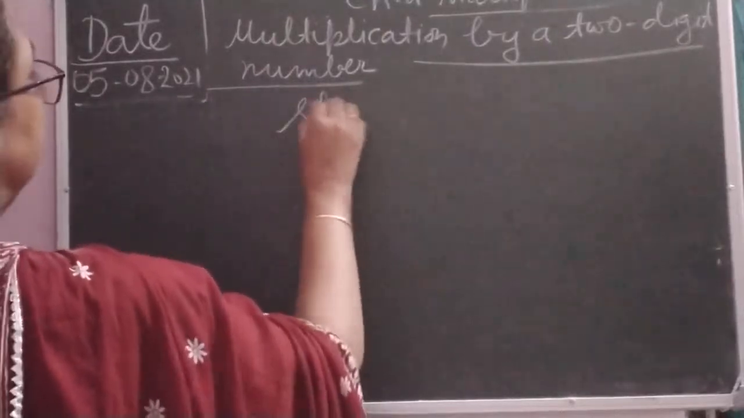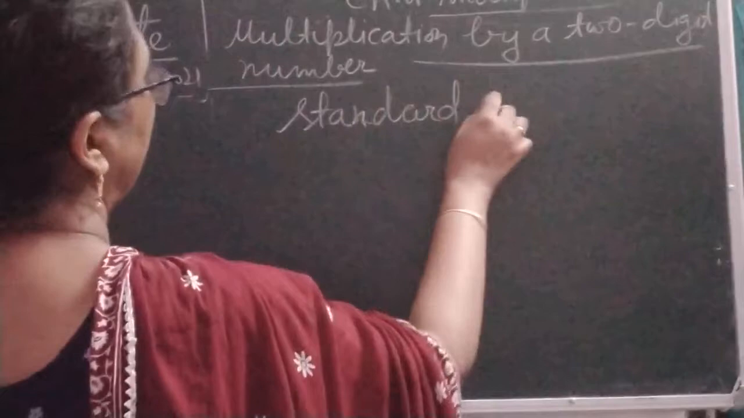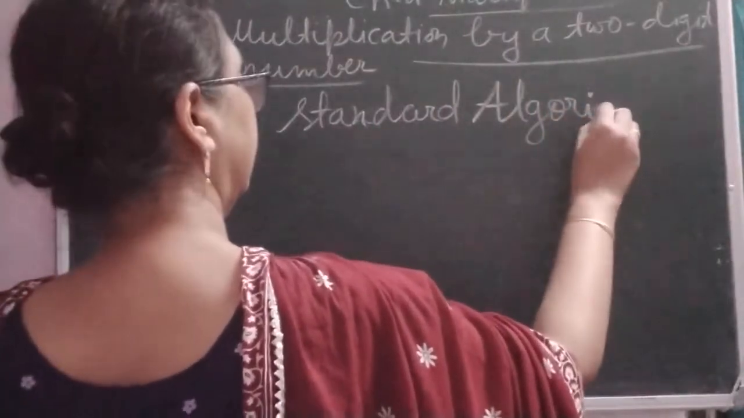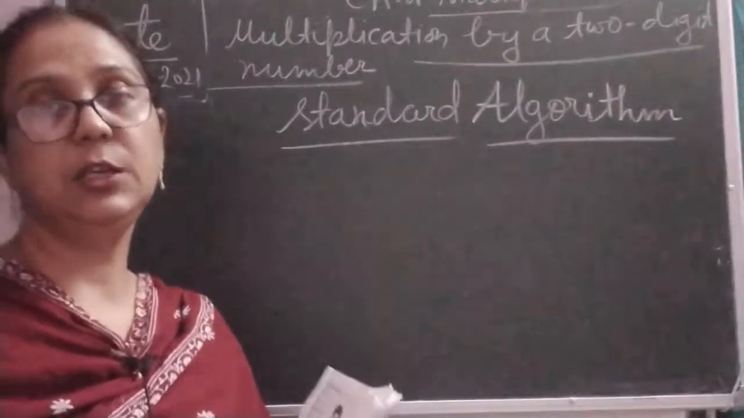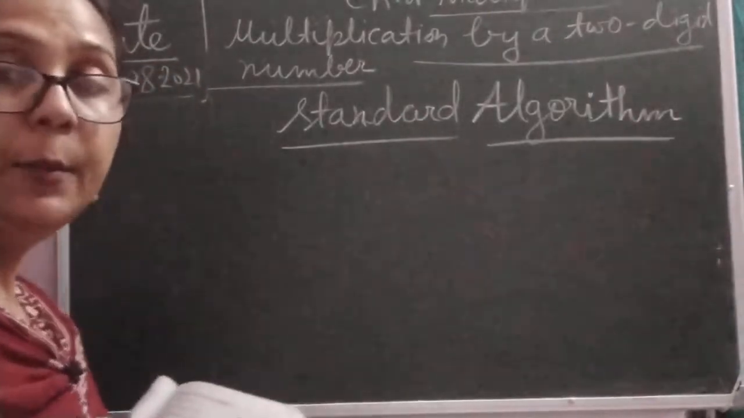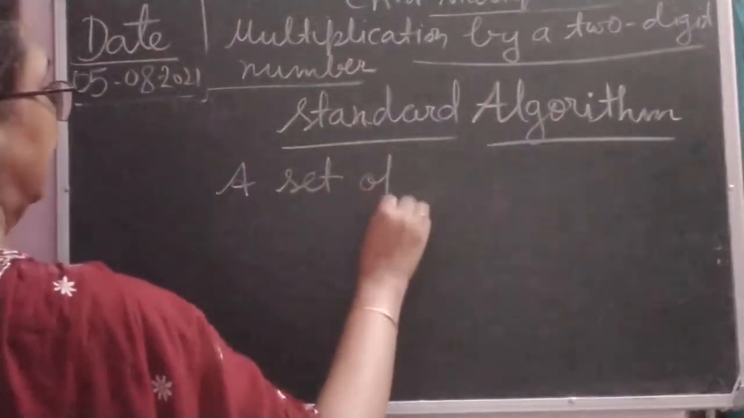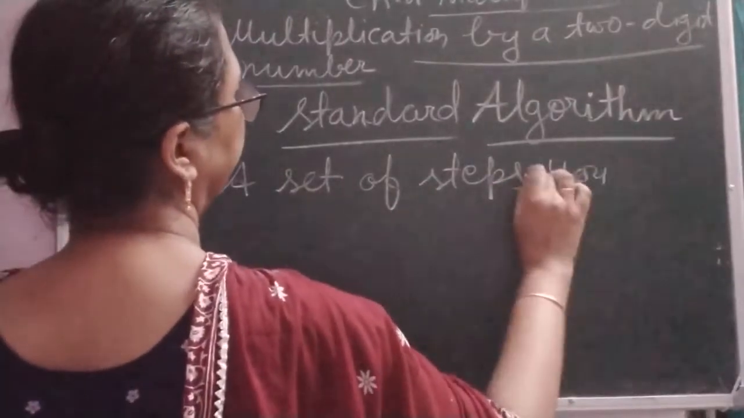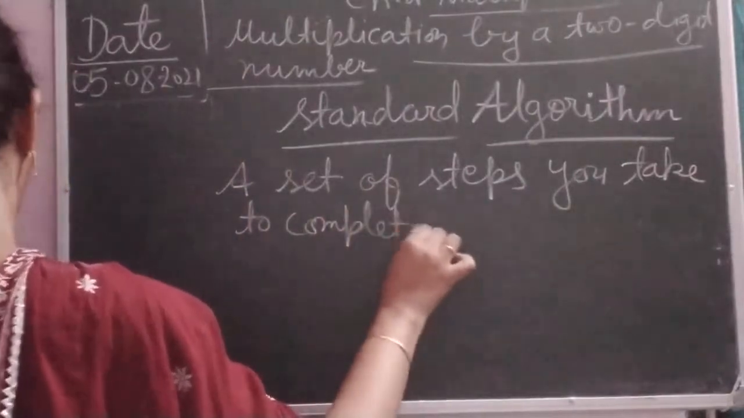We use standard algorithm. Okay, when we are doing 2-digit multiplication, we are using a standard algorithm. Okay, so what is algorithm? First we will know. I am going to write what is algorithm. A set of steps you take to complete a task.